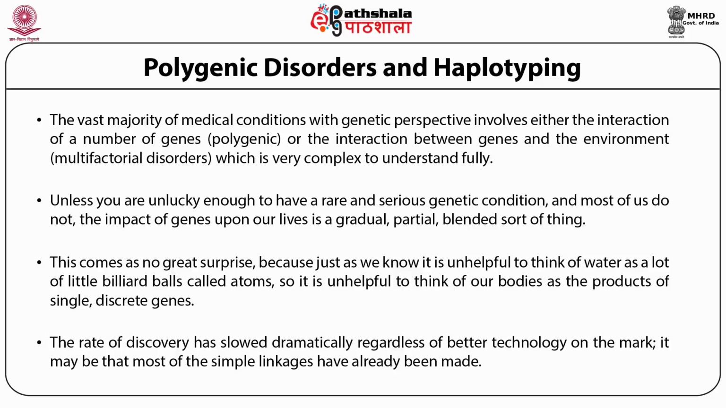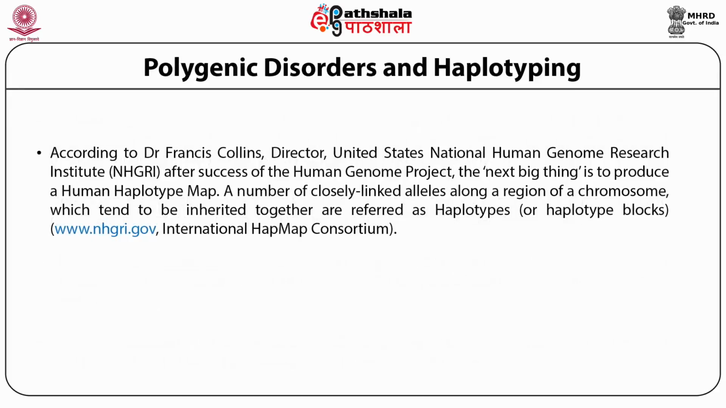Only 17 genes were identified with a genetic disorder out of the last 3,783 genes which had been mapped. According to Francis Collins, Director of the United States National Human Genome Research Institute, known as NHGRI, after the success of the Human Genome Project, the next thing is to produce a human haplotype map.